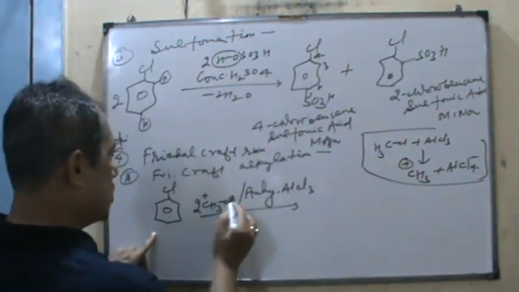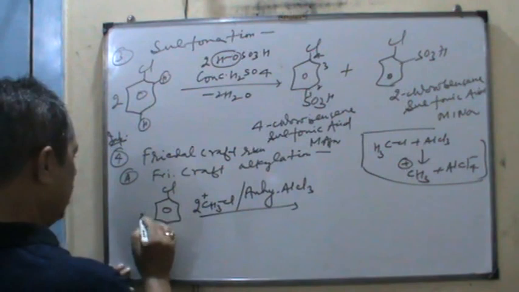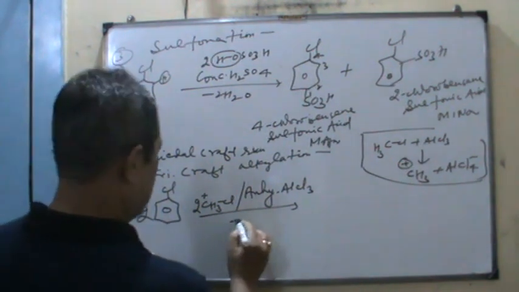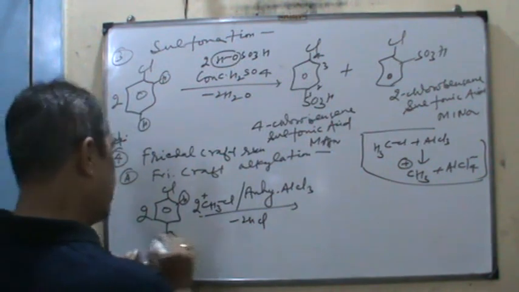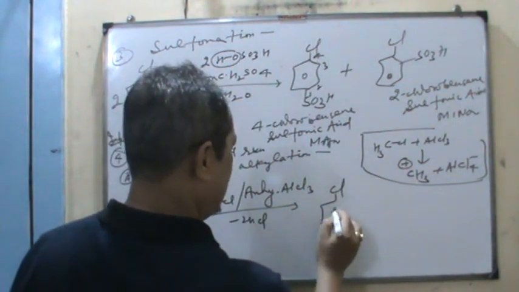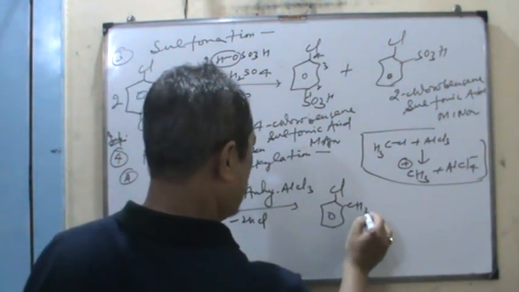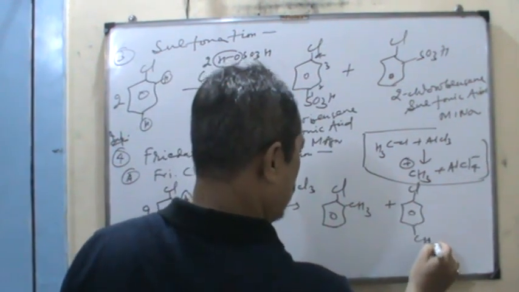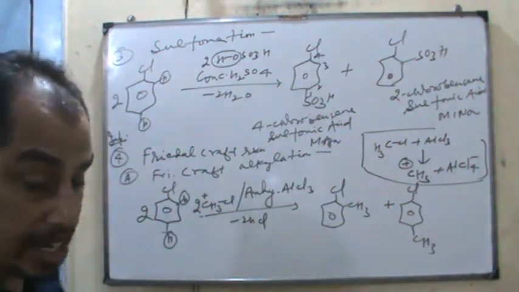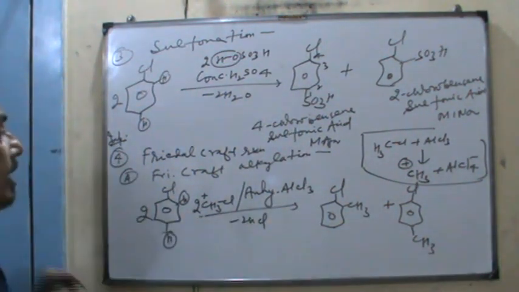Take two molecules, two times, replace twice HCl, one H from this point, another H from this point. Now this is called 1-chloro-2-methylbenzene and 1-chloro-4-methylbenzene. One is the minor and the other is the major product.